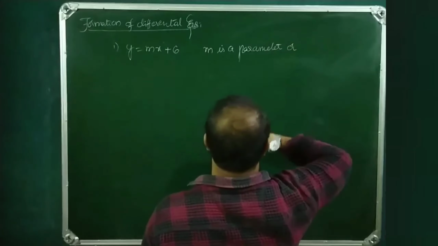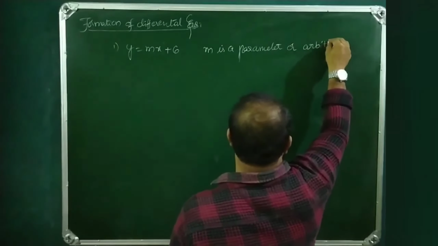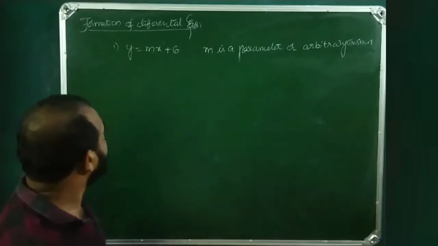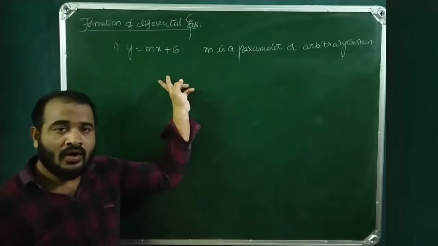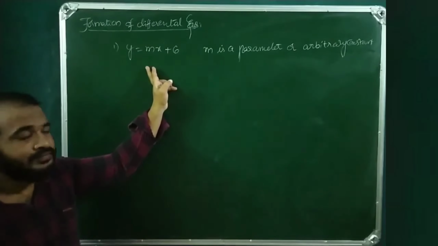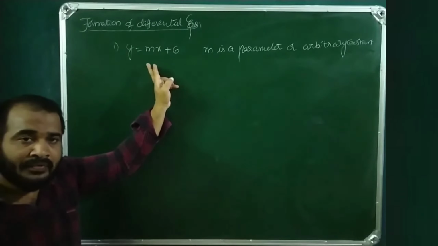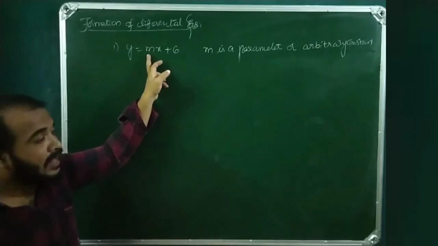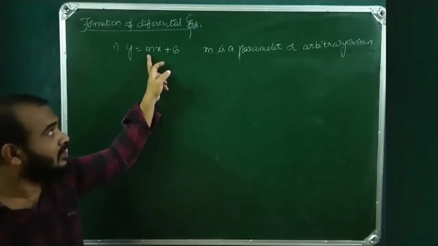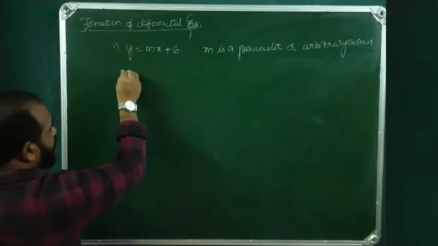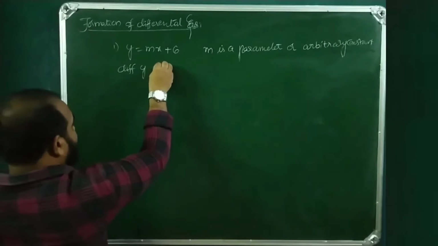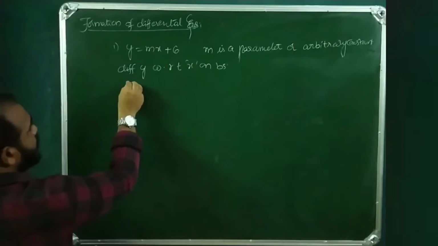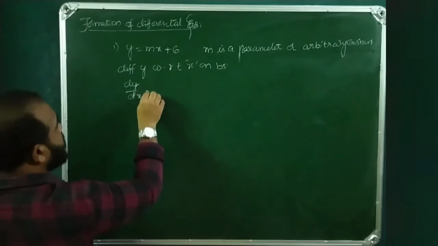or arbitrary constant. So the family of all the differential equations of this can be formed by eliminating this parameter through the process of differentiation. So, differentiating y with respect to x on both sides. So, dy by dx is equals to m.